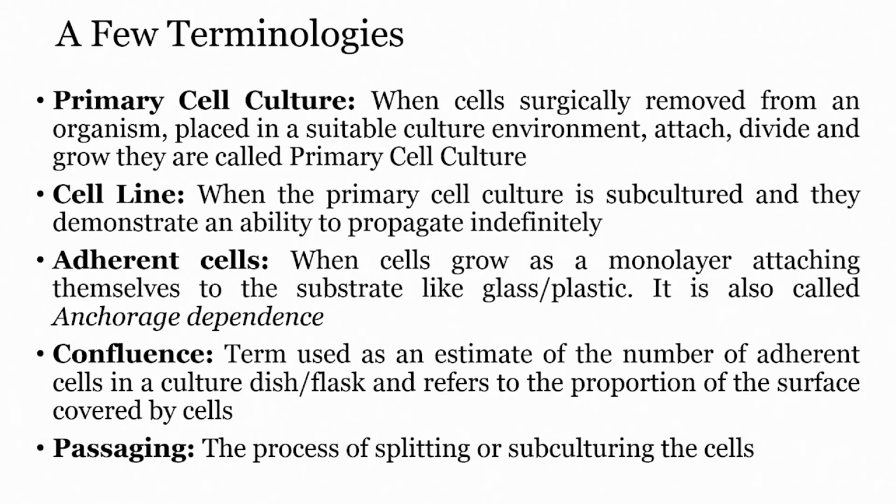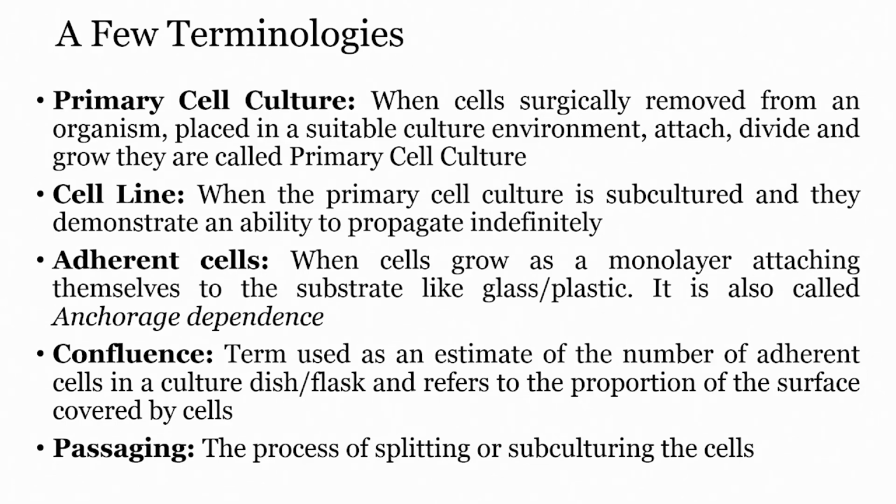So, when we talk about primary cell culture, as we have seen, cells are surgically removed from an organism and placed in a culture environment, and they will attach, divide and grow. Cell line, what is cell line? When the primary cell culture is subcultured and demonstrates an ability to propagate indefinitely, it is called a cell line. Then there are adherent cells.